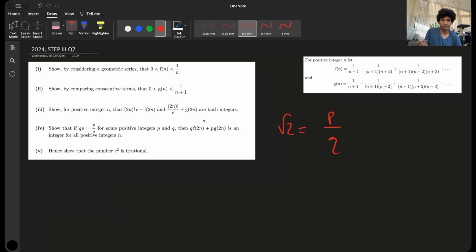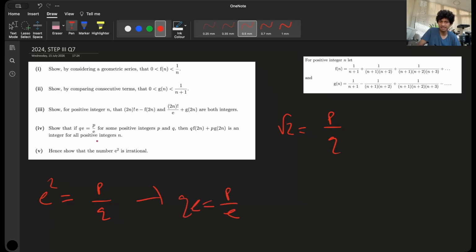So let's try and do something similar in the case of e squared. Suppose e squared was equal to p over q. We don't really care about them being co-prime for the moment, just the fact that they're positive integers, that's the key here. Firstly, you can observe this looks quite similar to part 4. So let's rearrange to get qe equals p over e.